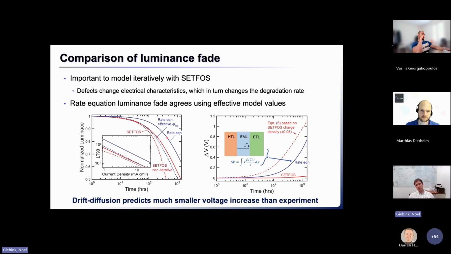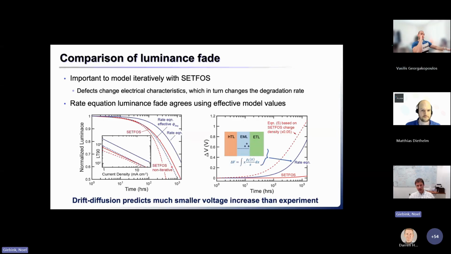One other thing that I'll point out is that it's important to do this degradation simulation iteratively. So what you need to do is, because defects will change the electrical characteristics of your device, which in turn changes the degradation rate, you need to simulate the charge carrier and exciton distributions in your device, run some of the degradation kinetics, and then re-simulate the charge and exciton distributions and do that in a feedback loop. Otherwise, you get very different results. So the iterative approach is here in red, and a non-iterative approach is here in the dashed line. Nonetheless, you can sort of fudge the parameters in the rate equation model and get them pretty close to the Setfos model. That's the dashed blue line here.